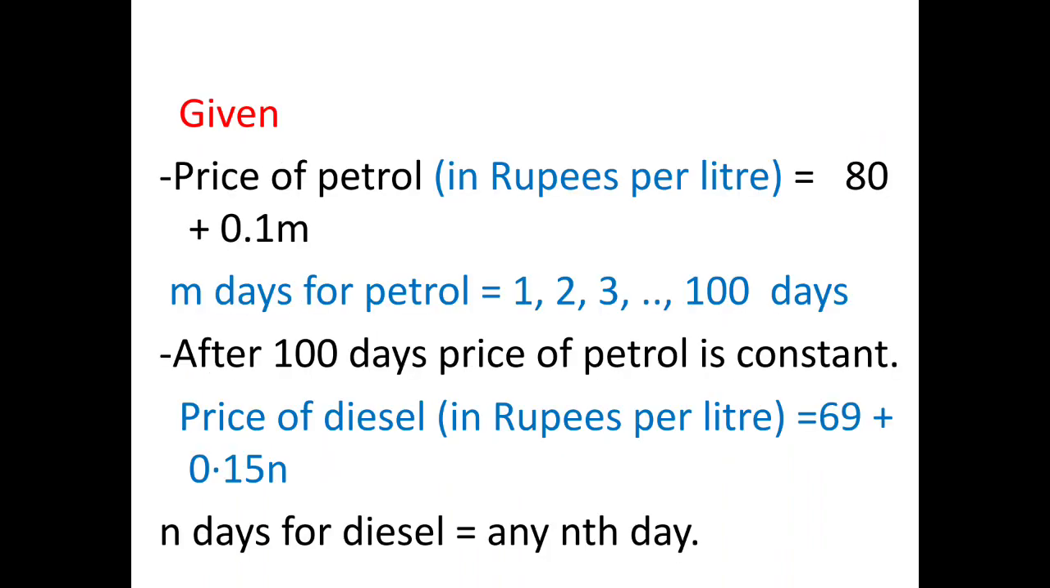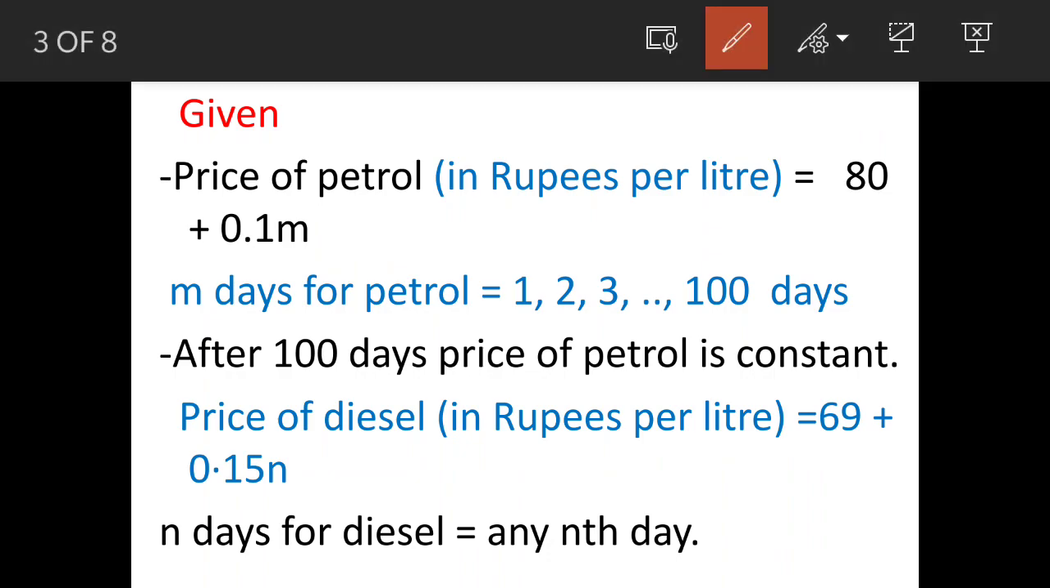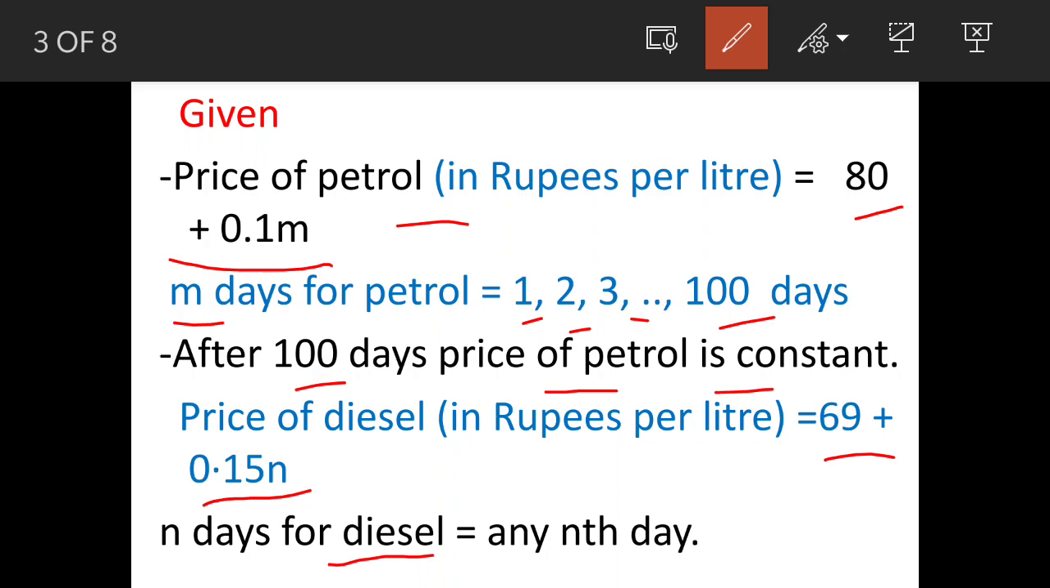Now we'll see how we have gone about solving this. So we have jotted down all the given data. The price of petrol is 80 plus 0.1 m, and m stands for the number of days, and these are 1, 2, 3 up to 100. So it could be the third day also, the fourth day also. Now after 100 days, the price of petrol is going to be constant. And diesel is 69 plus 0.15 n, and n is the number of days for diesel price variation, and could be any day.